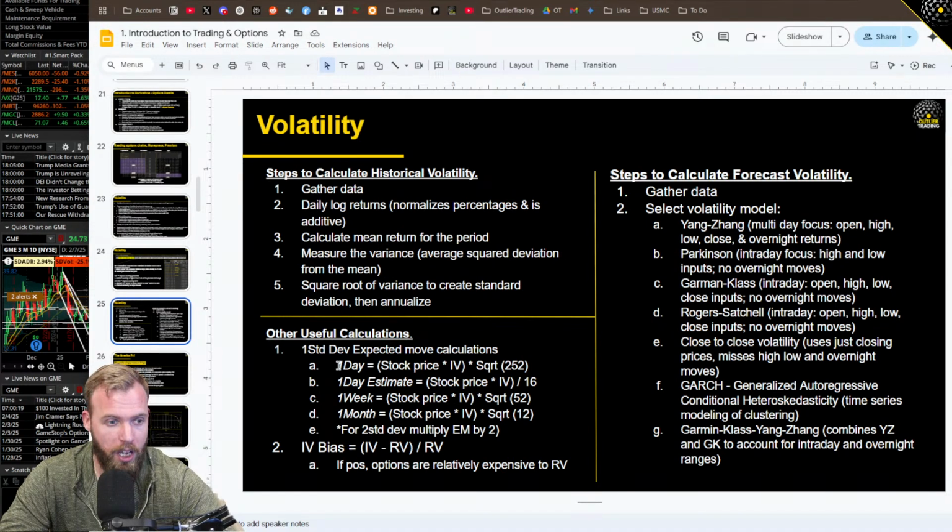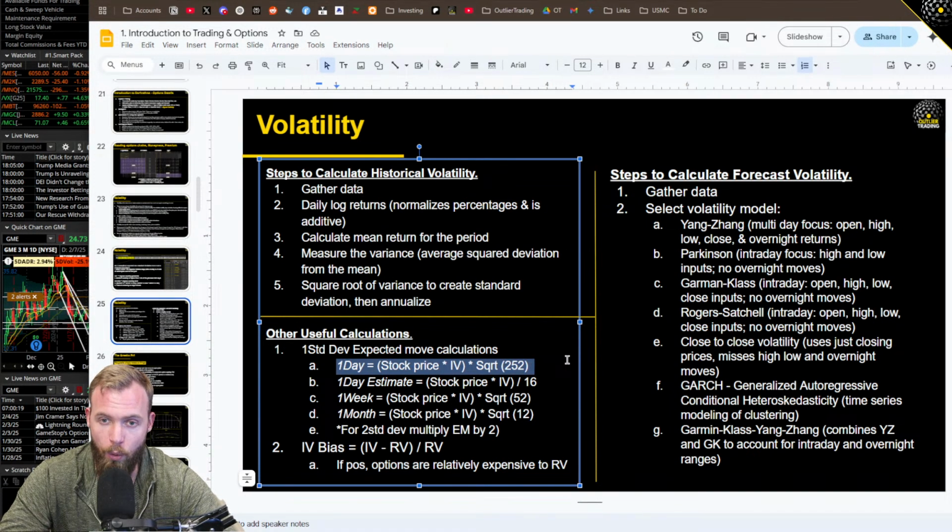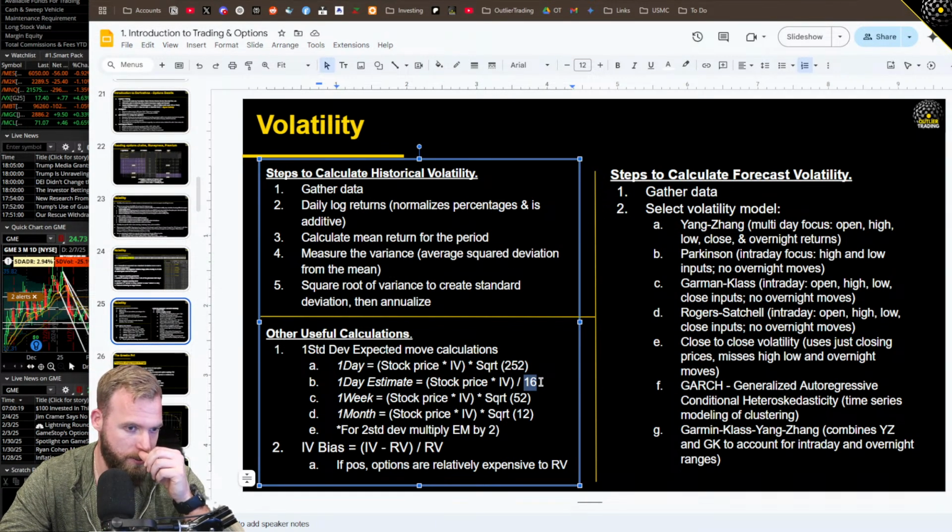You can take the implied volatility, you can turn it into a one-day expected price move. The way you do that is you take the current stock price times implied volatility times the square root of 252. Then you can come up with a one-day estimate. One-day estimate is taking stock price times IV divided by 16. The reason why is 1 over 16 is like 1 day over the square root of 252, and the square root of 252 is about 16. So it's just a quicker way to get to the number.